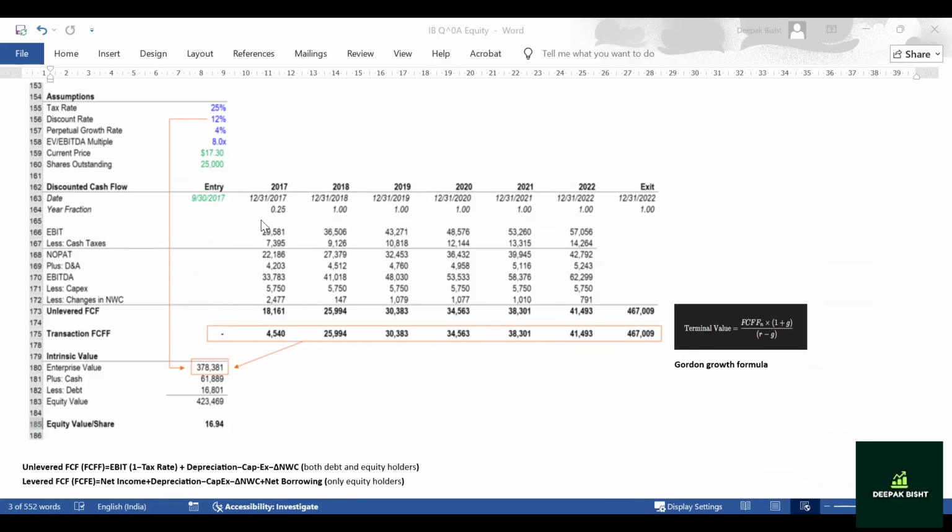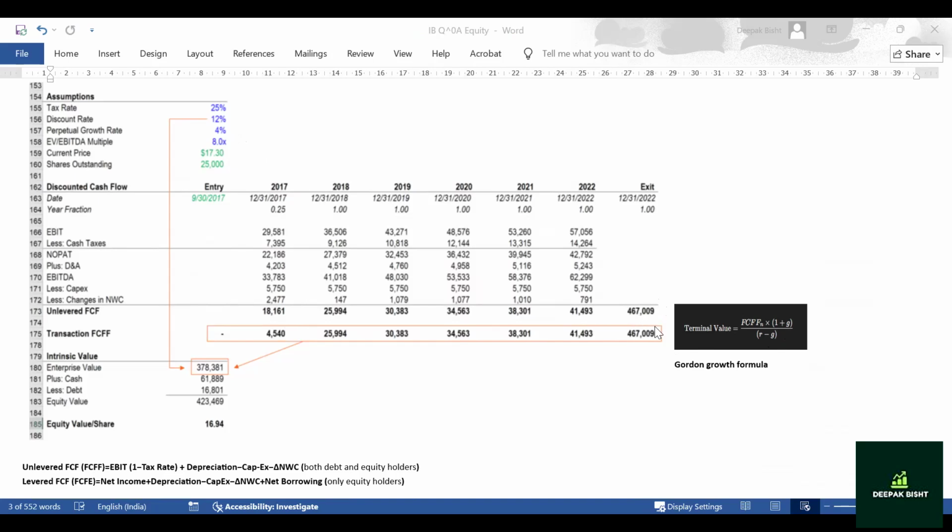And using the Gordon growth approach, this is pretty much it. So if we are using a Gordon growth model, we will calculate it based on the growth rate. It's on the basis of the perpetual growth rate and discount rate, and we will then calculate the enterprise value. The Gordon growth model is also for perpetual growth.